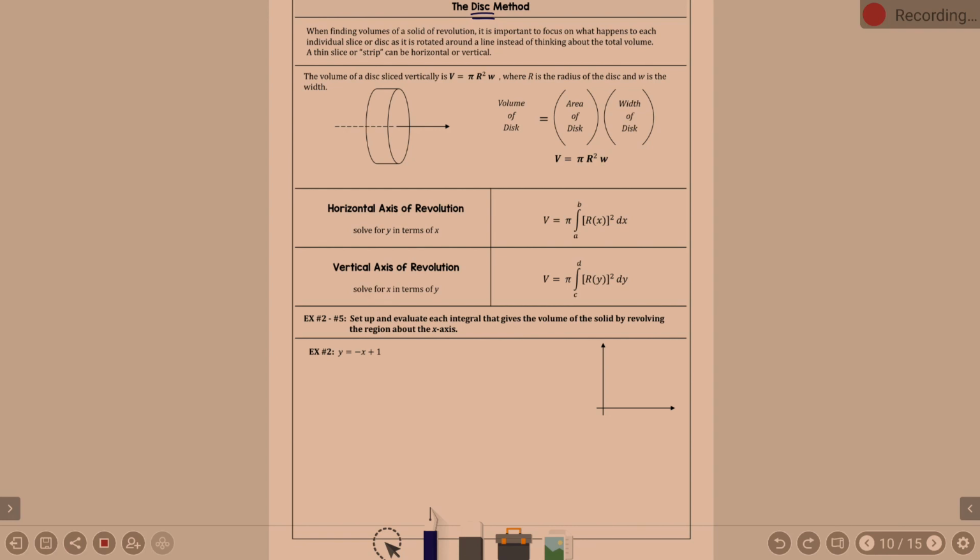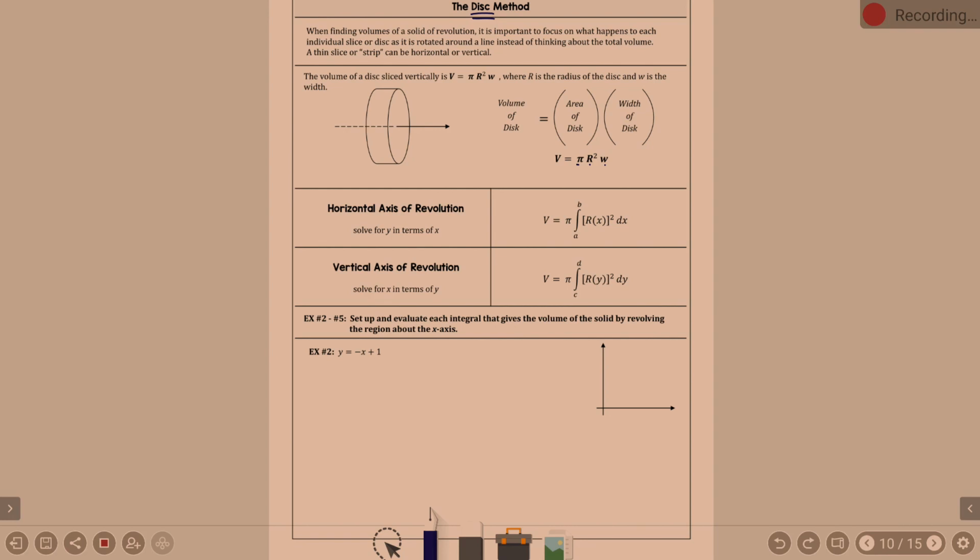This one, the volume of a disk sliced vertically, it's still pi r squared w. R is the radius, w is the width. Well, area of the disk: the pi, the radius squared, which is going to be, depending on the problem, and then the width, which is your dx or dy.